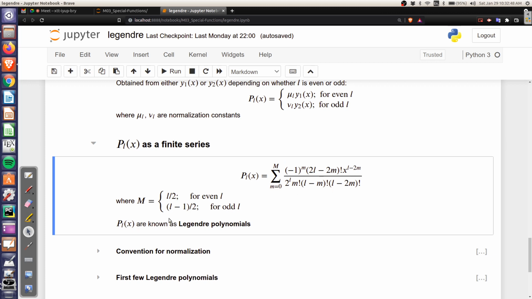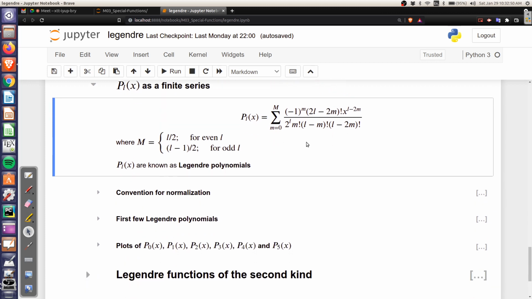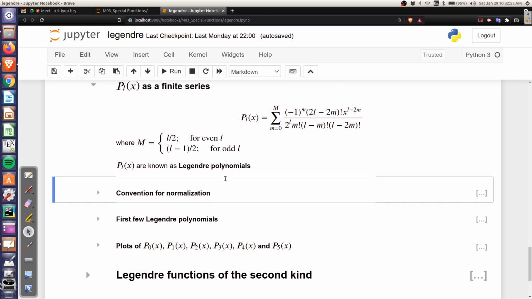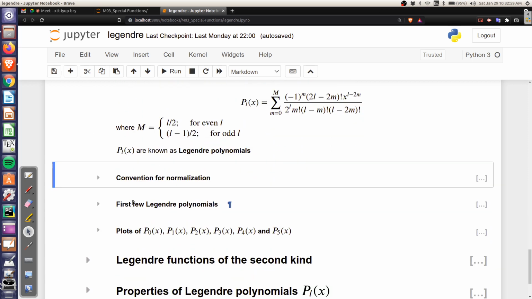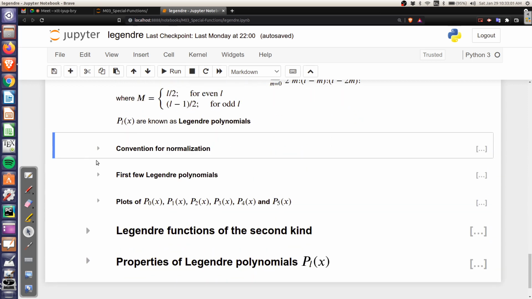Then these are called your Legendre, the famous Legendre polynomials. Okay. So how do we normalize this? Because remember, we have these normalization constants here. So how do you normalize this? There is a convention that is usually followed for normalization.